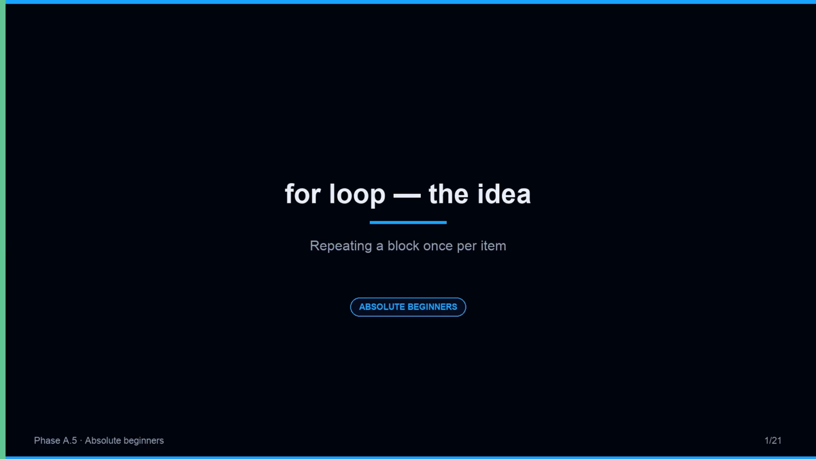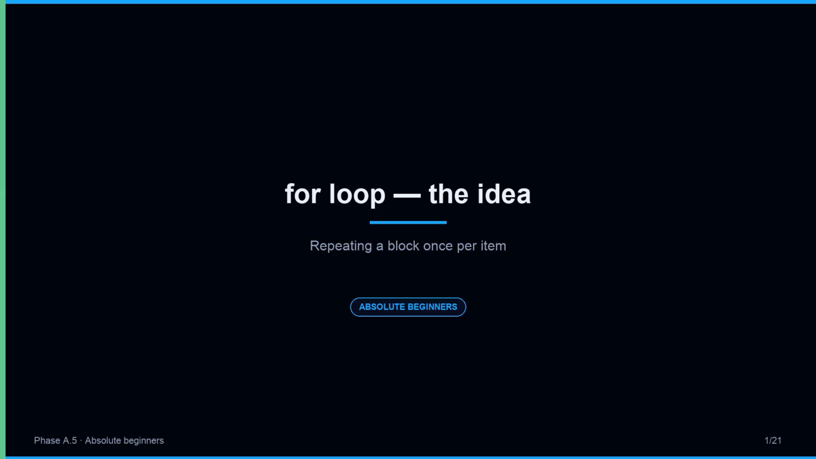Until now, you wrote each line by hand, one statement, then the next, then the next. But real programs repeat work constantly. Print every name in a list. Check every item in a cart. Send a message to every user. You cannot write 1,000 lines for 1,000 items. Python gives you a way to write the work once, and let the language run it many times. That tool is the for loop.